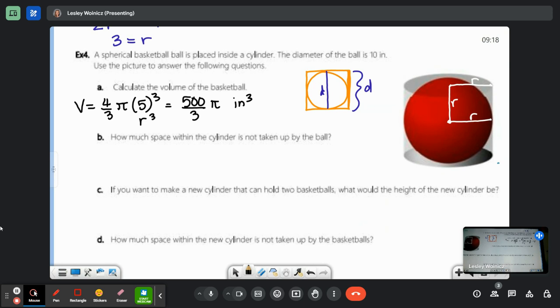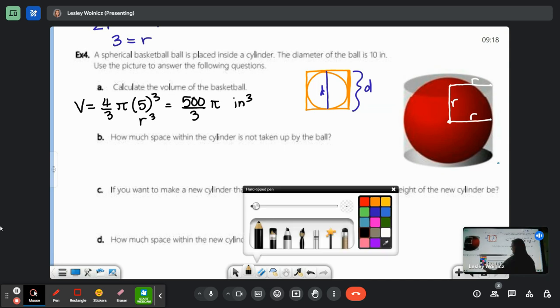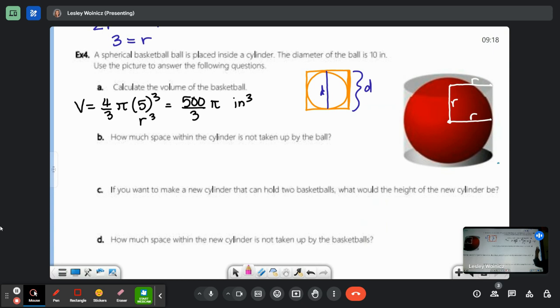How much space within the cylinder is not taken up by the ball? In order to answer that, we need to find the volume of the cylinder. So the plan is that we are going to do the volume of the cylinder minus the volume of the sphere, and then we get the volume left. Everybody okay with that? If you're planning on retaking your 412 quiz, this problem will probably help you a lot, actually.